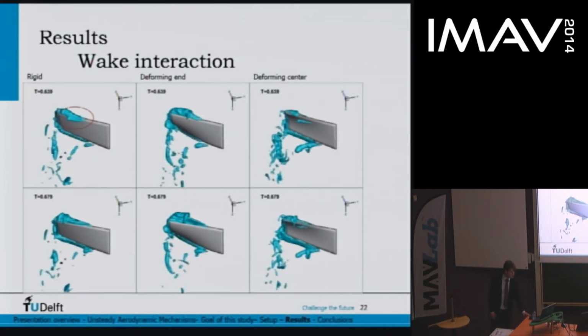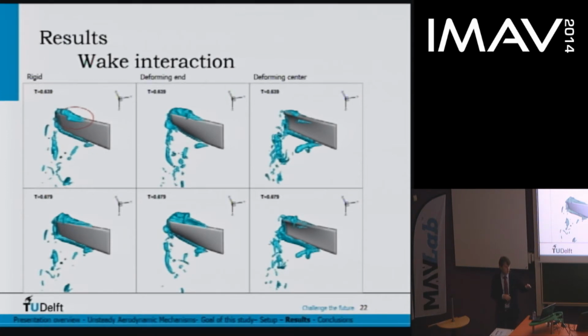Then if we continue, we can see that in the next step, this interaction is finished for the deforming end case. And in fact, we see the lift rise again. Now for the rigid case, we now see this interaction. And again, this corresponds to a hump in the lift coefficient. And afterwards, when we see the lift rise again, indeed, this interaction is finished. So we can see that a hump in the lift coefficient is in fact caused by interaction between the leading edge vortex and the vortex shed from the previous stroke.